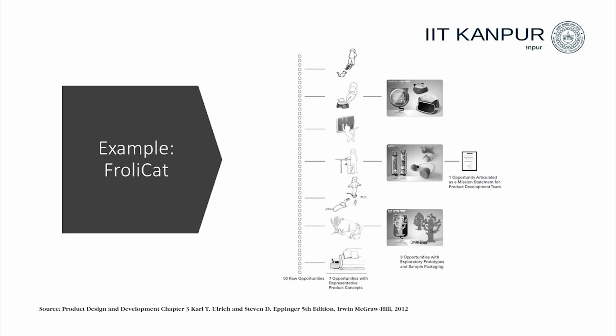Okay. So, you create some prototype, you find that out of this 7, 3 are worth chasing, which you can make with the resources that are there in your company, and then you make prototypes for it, and then based on those prototypes you come up with an opportunity articulated as a mission statement. So, you come up with a mission statement for your product development team. Does this make sense? Okay.